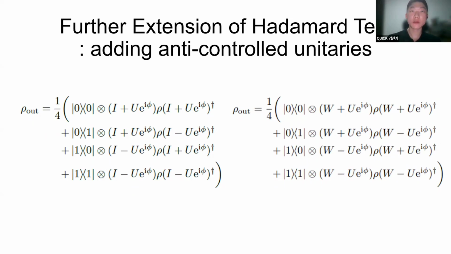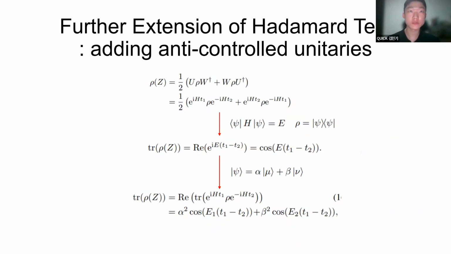Let me give you an example where this modification is useful. We will consider U equals e^{-iHt1} and W equals e^{-iHt2}. We can see these results plugged in. When we do the Pauli Z operation, we get this formula. You can see the red arrow. We set rho equals |psi><psi|, psi with energy E given as above, and we move on. However, we get a trace operation, and this is what we get, the second term.